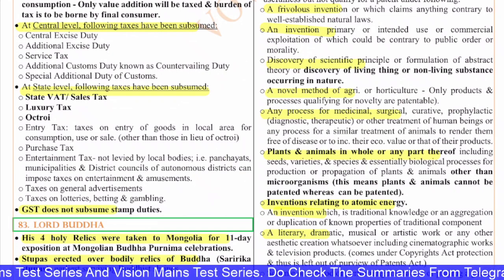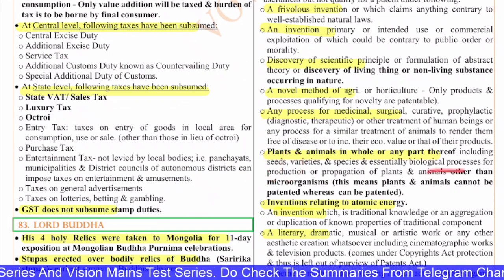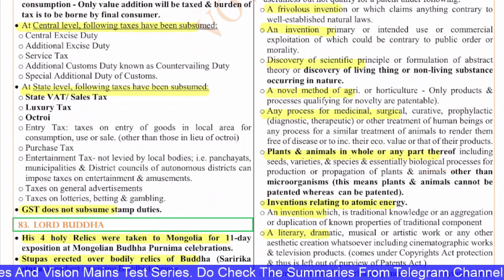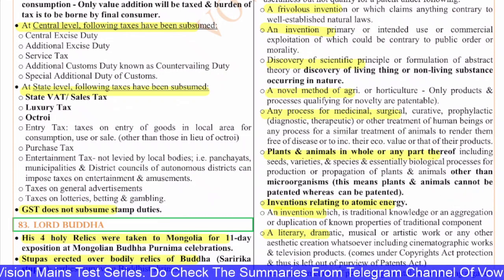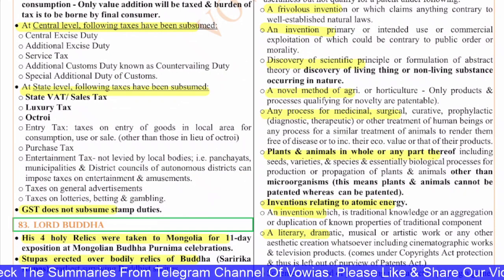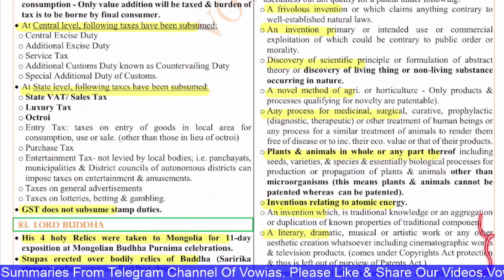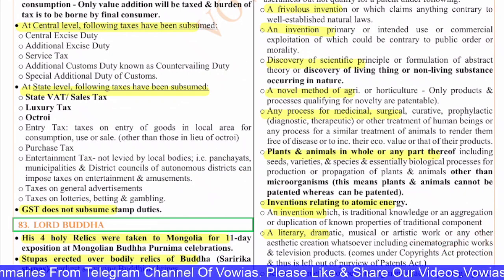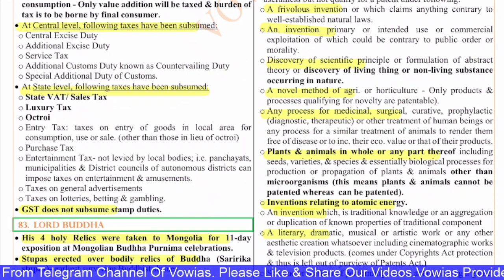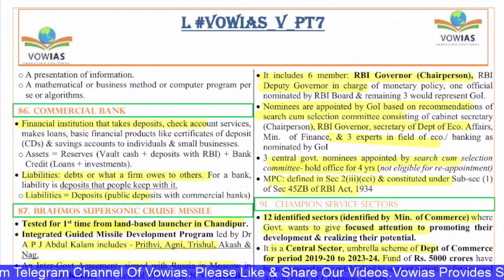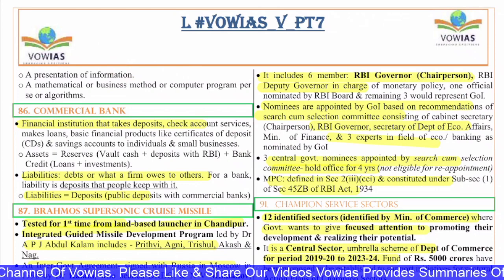The plants and animals in whole or any part thereof, including seeds, varieties and species, and essentially biological processes for production or propagation of plants and animals other than microorganisms. This means plants and animals cannot be patented, whereas a process can be. Inventions relating to atomic energy also cannot be patented. The others are just given here, like dance, drama and so on; they cannot be patented. Also an invention which is traditional knowledge, or the scheme or method of performing a mental act or playing a game, or presentation of information, or a mathematical or business method. Next, the 86th question is on commercial banks.